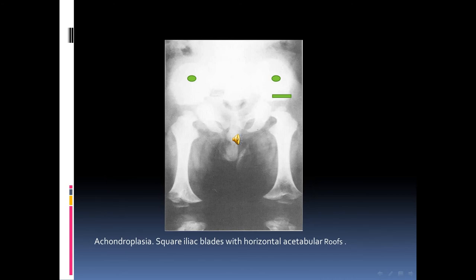Another abnormality, which is very prominent in the pelvis and also in the limbs of the child: we can see that here the area of the iliac bone looks abnormal. Normally it should be seen as nearly triangular in shape, but here we can see that both iliac blades are enlarged and appear square in shape, with also abnormal orientation of the acetabulum. We can see that there is a horizontal acetabular roof.